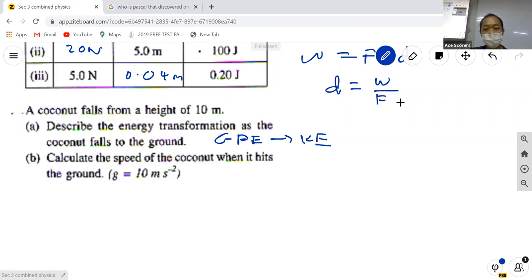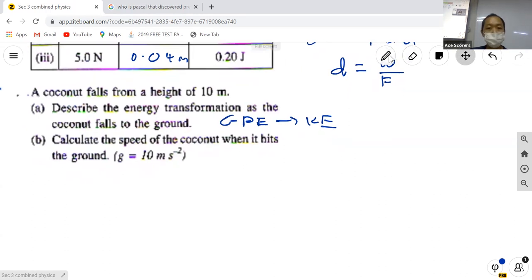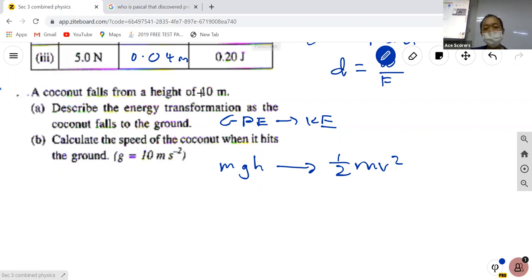We actually did something like that last week, okay? So the first thing you need to do is find the GPE, because here is the clue. GPE converts to what? KE. So what's the formula for GPE? MGH, right? So MGH must convert to half MV squared. So what is MGH? Do I know the mass? I don't know the mass, but I know the height is 10 and G is 10. So I will leave the mass as M.